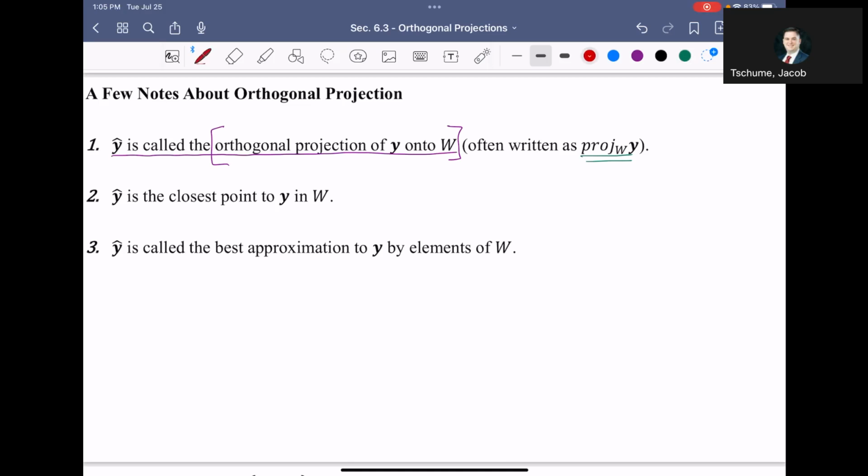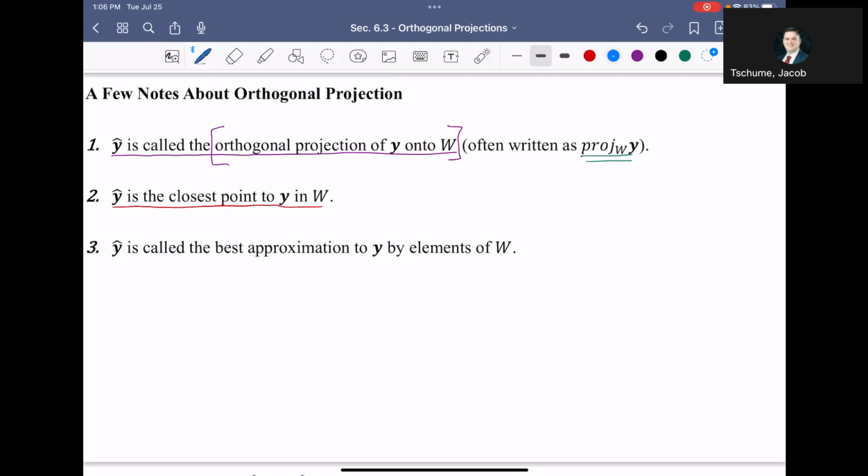Another thing to keep in mind is that when you find y hat, this is considered the closest point to y in a subspace W. We saw this in the last video when I showed y'all the diagram of y hat, and it always falls right below the vector y in the subspace W. So therefore, it minimizes the distance and thus becomes the closest point.